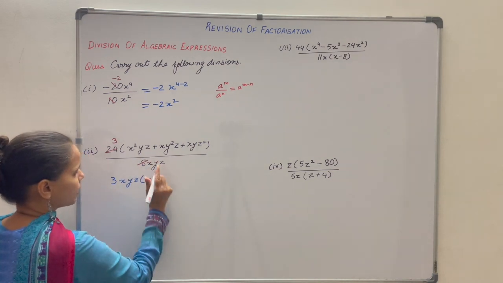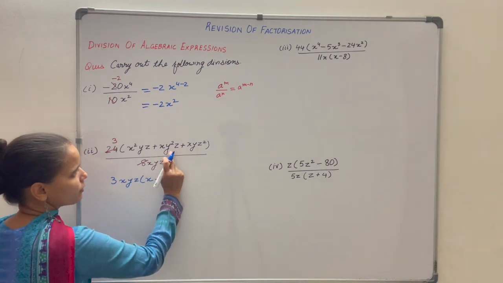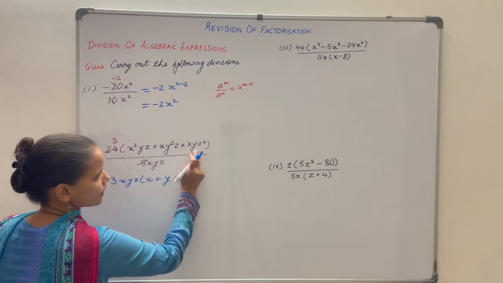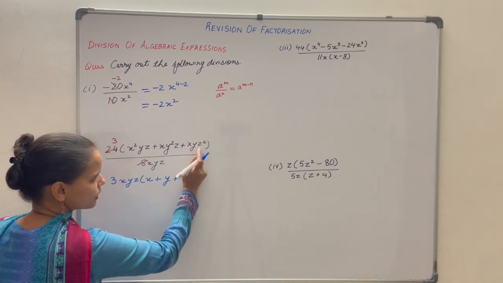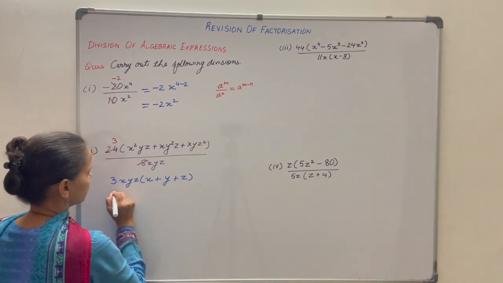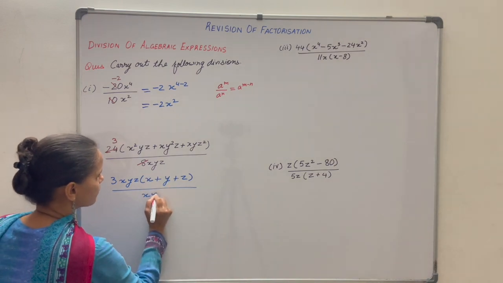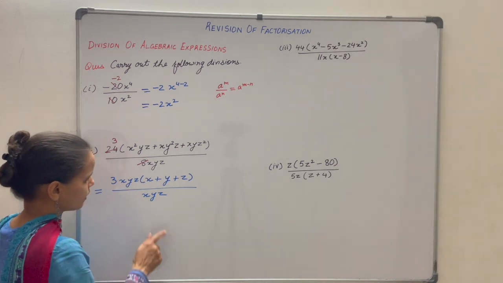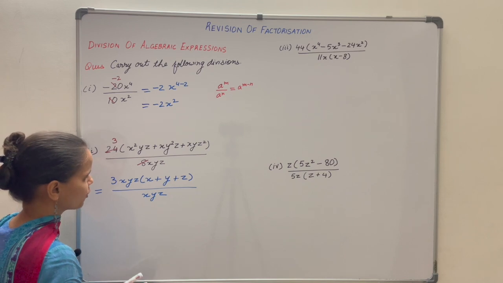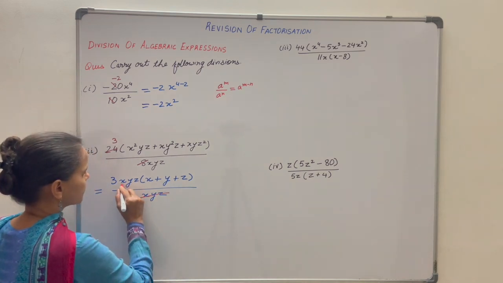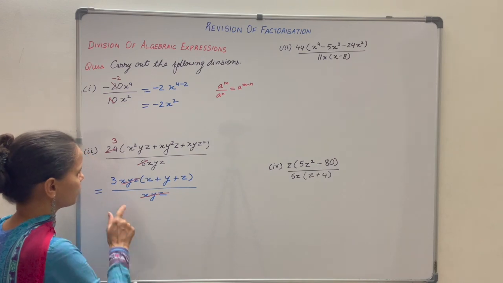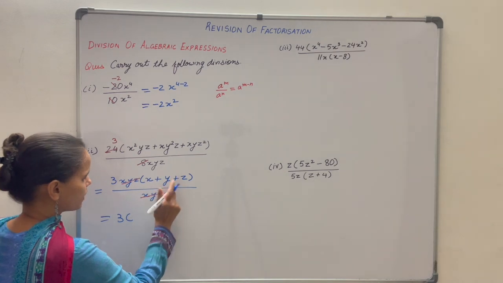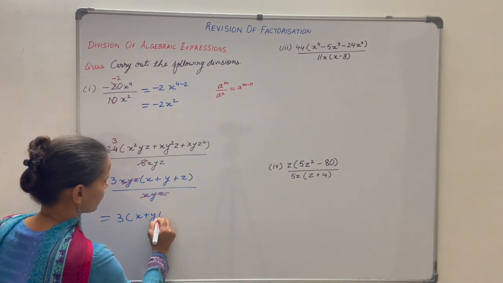X plus. When you take x, y, z common from here, what is left here? Y plus. When you take x, y, z common from here, what is that you are left with? Z divided by, you have x, y, z. So you can see you have x, y, z in the numerator and you have x, y, z in the denominator. So you can cancel it out. X, y, z and x, y, z. So you are left with 3 into x plus y plus z.